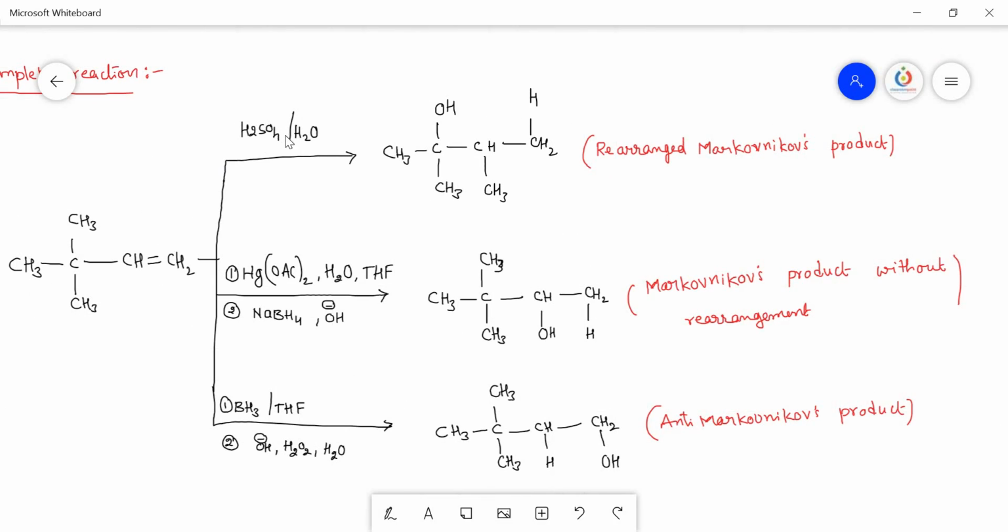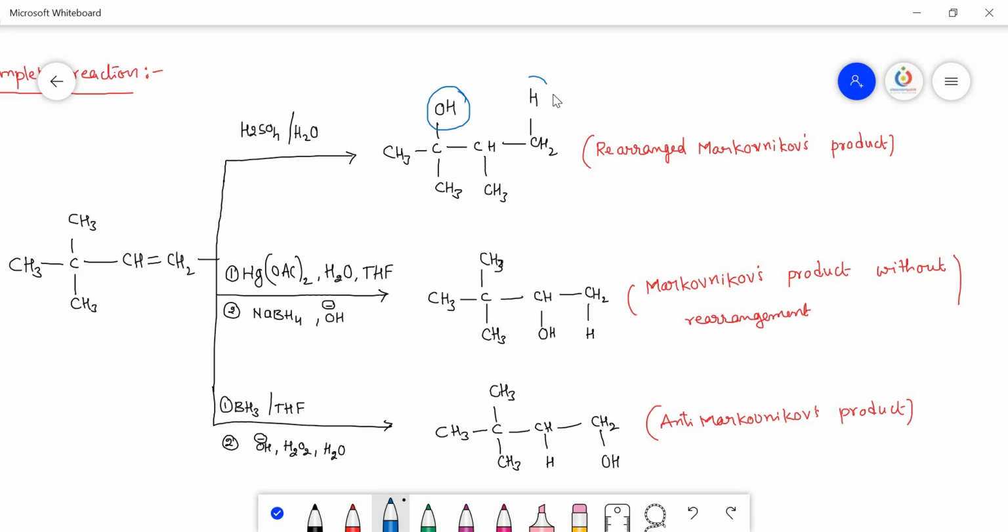I am taking the same molecule with H2SO4, H2O. So I am giving these two reagents to this molecule. So here this OH is from the water, this hydrogen is from the H2SO4, this is from the H2O. This is a rearranged product. Interestingly, both of these products are the Markovnikov products only. They follow the Markovnikov rule, but the first one is the rearranged product.